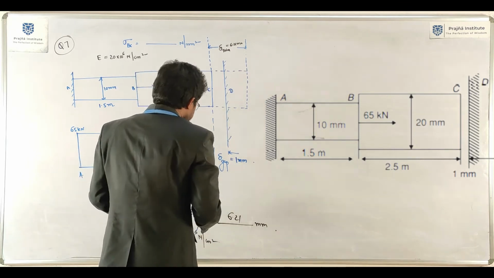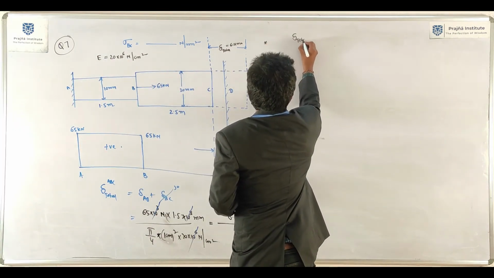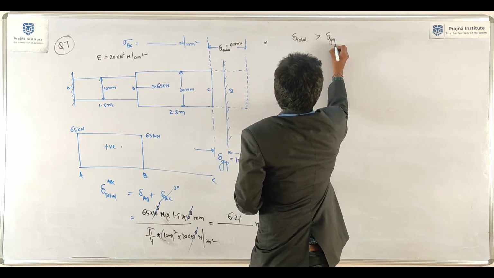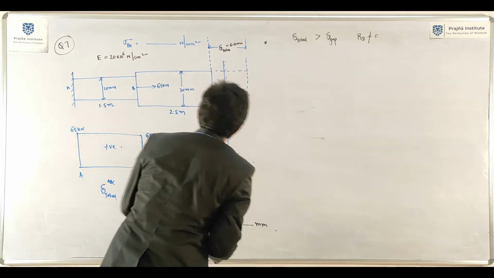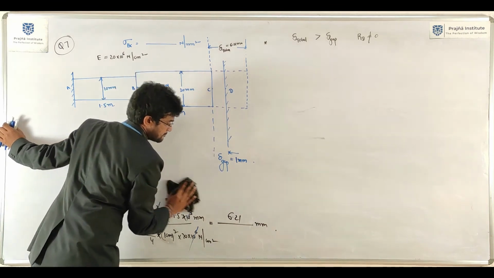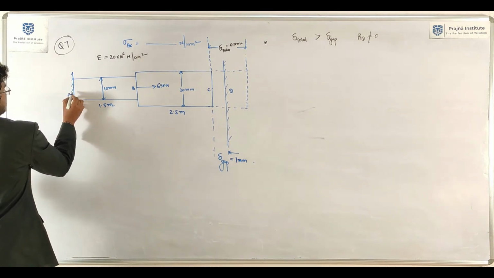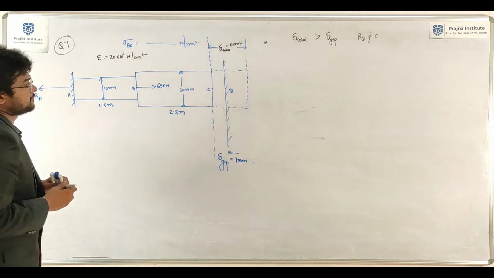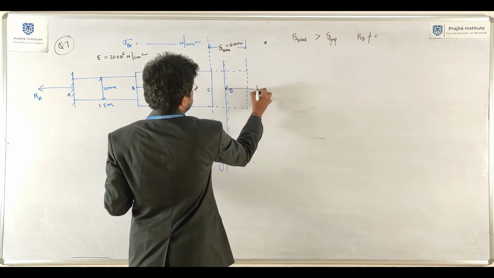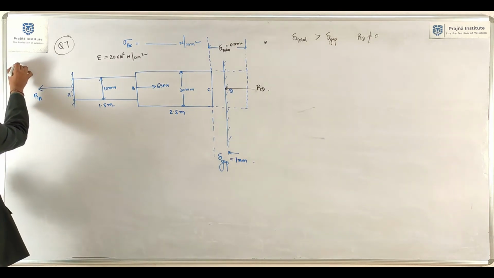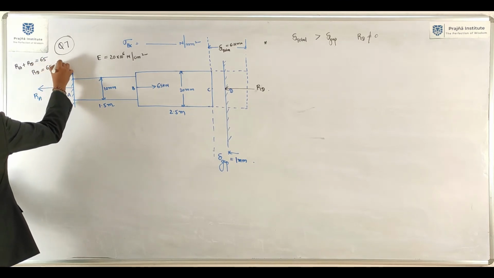6.21 mm. That means here delta total in the bar ABC is greater than delta gap. In that case, RD is not equal to 0. Okay, so you decided that. Now you can draw the pseudo axial loading diagram. Here it is RA, then you can keep RD, or else you can keep it like this only, nothing wrong in that. Sigma Fx equal to 0, RA plus RD equals 65. RD equals 65 minus RA.